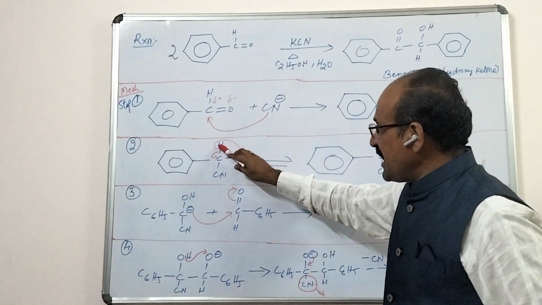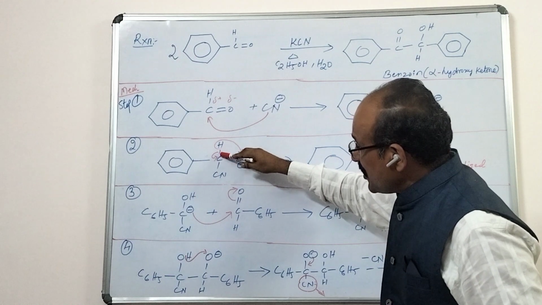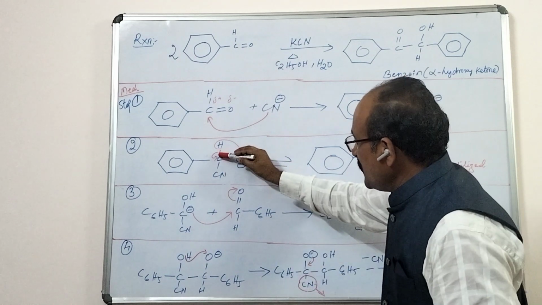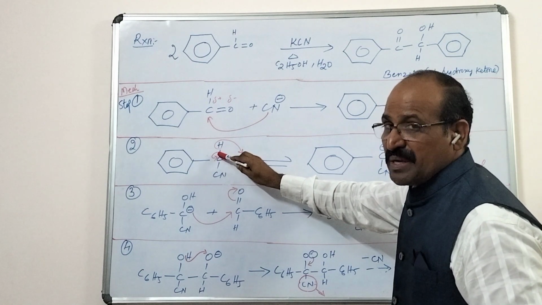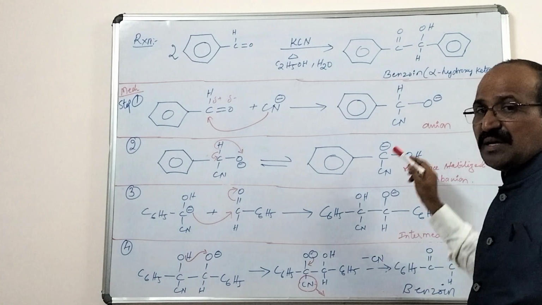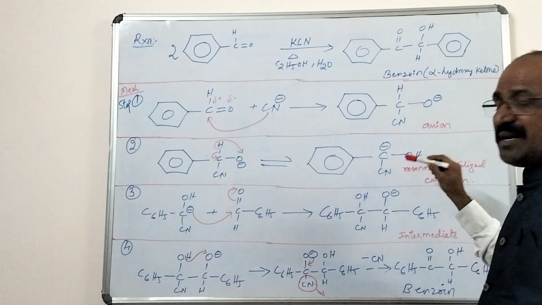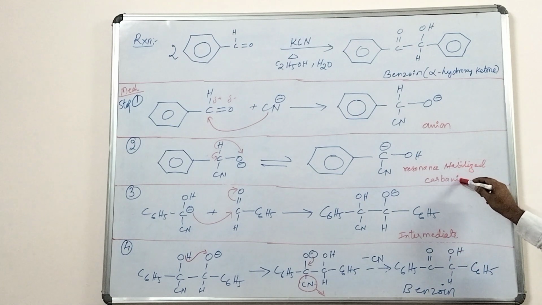When this hydrogen is liberated in the form of H plus, the shared pair of electrons will be left there itself. So these two electrons will be migrated to the previously carbonyl carbon, thereby forming a negatively charged intermediate. This is another intermediate which is called as resonance stabilized carbanion.